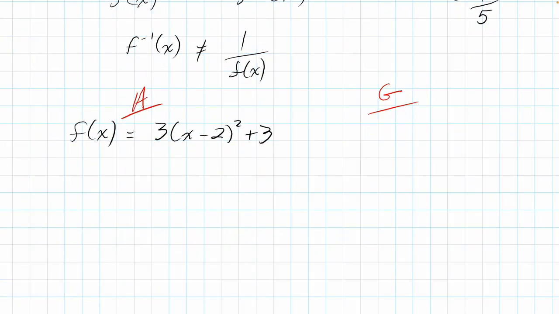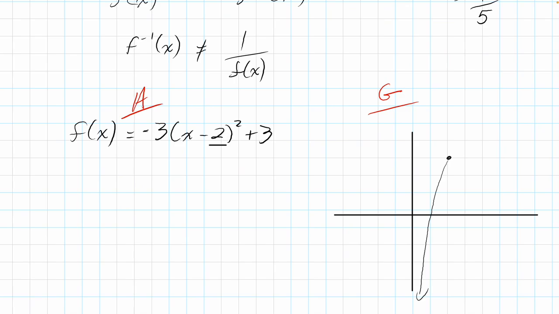Let's do black. We're going to just do a rough sketch of this one. It's got vertex at positive 2, so about 2, and positive 3. And it opens upwards. I'm going to change it to make it open downwards, and it's going to look something like that. It's vertically stretched. Okay, so there's our graphical representation of it.